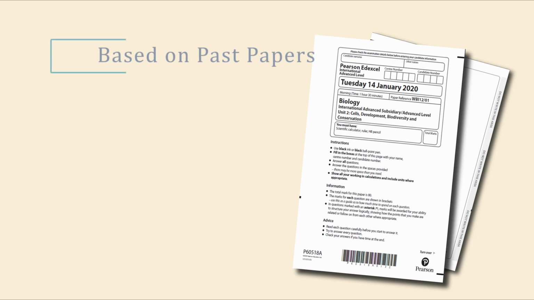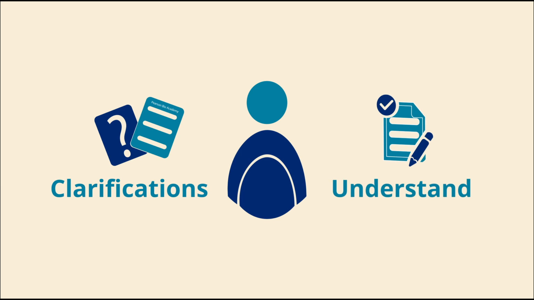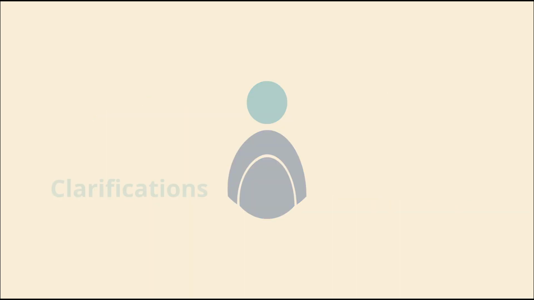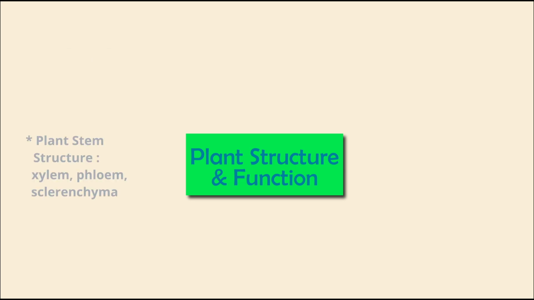For each topic, based on past papers, I've made some clarifications to help you better understand the key areas. These clarifications aren't official but are based on trends I've noticed from the exam questions. For example, under plant structure and function, past papers often focus on the plant stem structure. You might get questions about the xylem, phloem, or sclerenchyma, including diagrams for you to identify their structures.